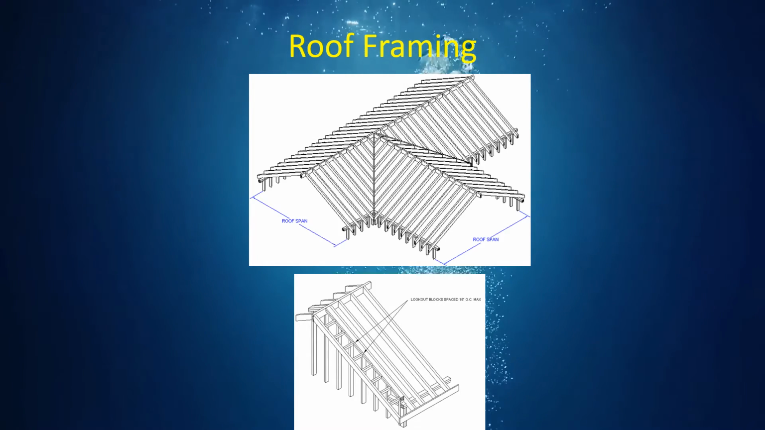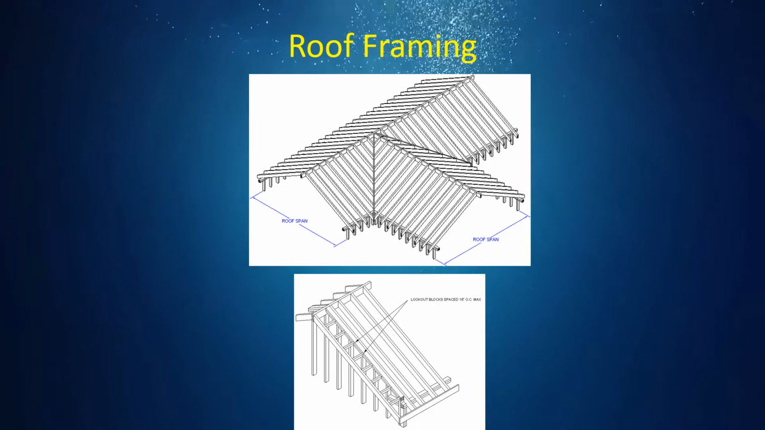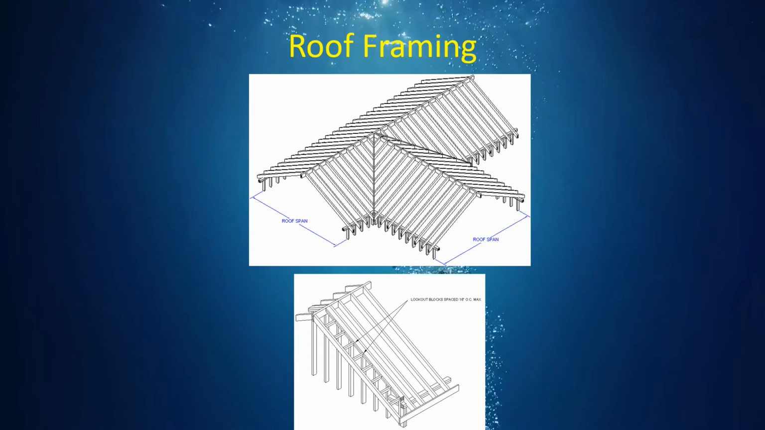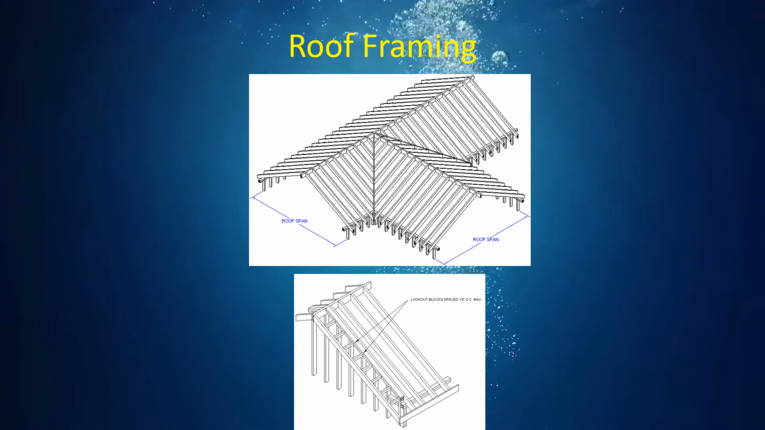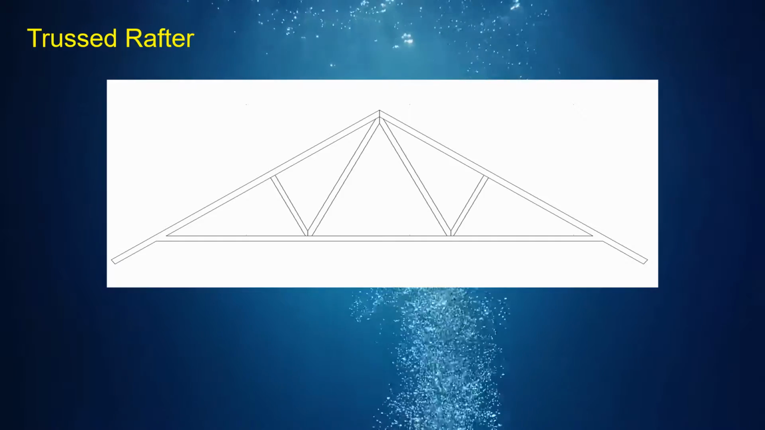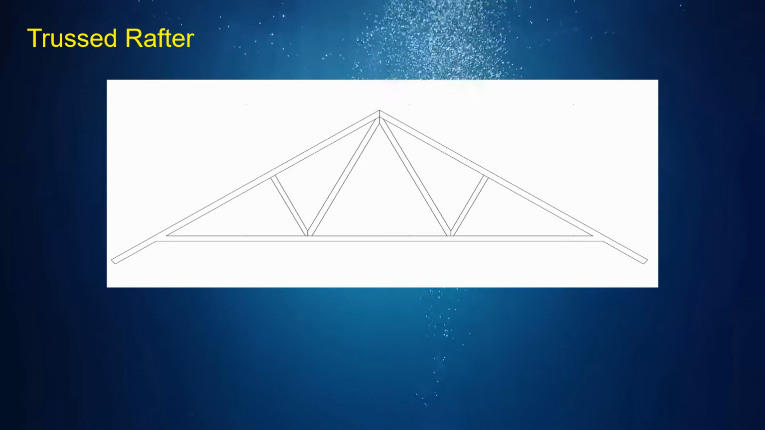In roof framing, the pitch is specified as a ratio of rise to run. Rise is the vertical dimension and run is the horizontal. Truss rafters are used on most timber frame houses.